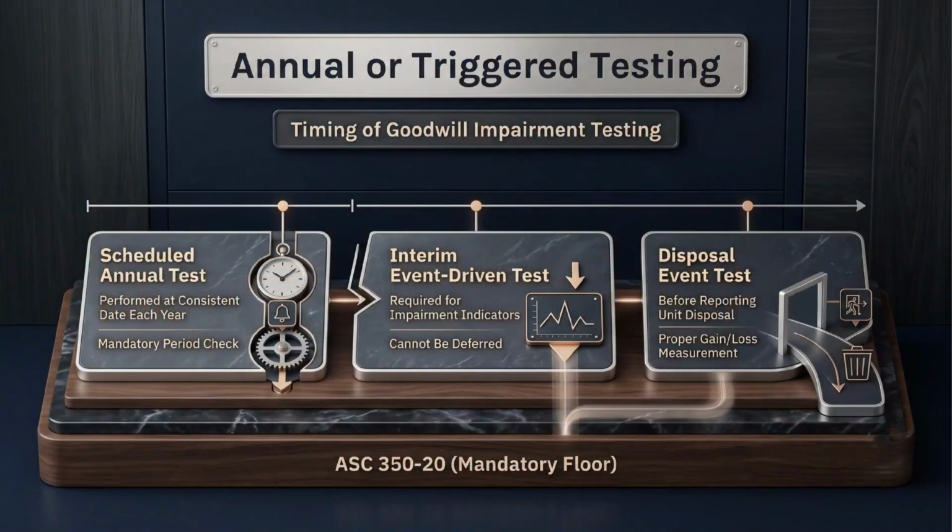Goodwill testing has both a scheduled timing and an event based timing. The annual test is performed at a consistent date each year, and different reporting units may have different annual testing dates if applied consistently. But the annual test is only the minimum requirement. If a triggering event occurs between annual dates, the entity cannot simply wait for the next annual test. An interim test may be required. A predisposal test may also be needed when a reporting unit or a portion of it is being disposed of. Annual testing is the floor, not the ceiling.